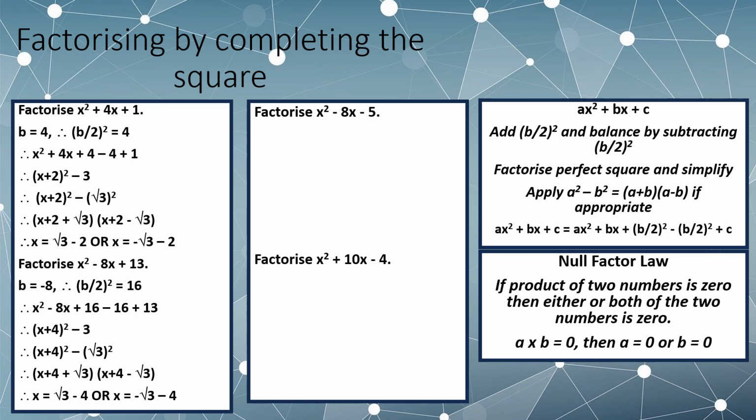Looking at a different example now, we have x squared subtract 8x take 5. So b is equal to negative 8. Therefore, once again, our (b over 2) squared will equal 16. Placing that into the equation, we have x squared subtract 8x plus 16, take 16, subtract 5. Our next line, where we take the perfect square, in this case, we'll have x subtract 4, as you've got to be careful with what your b value is.